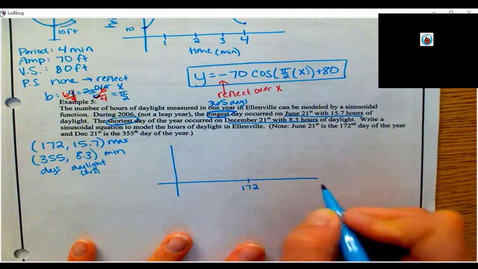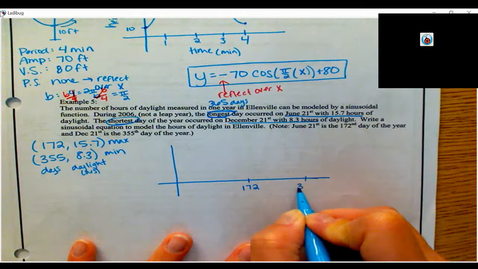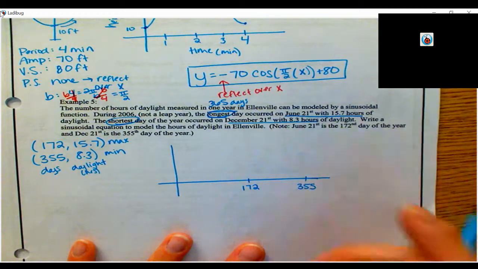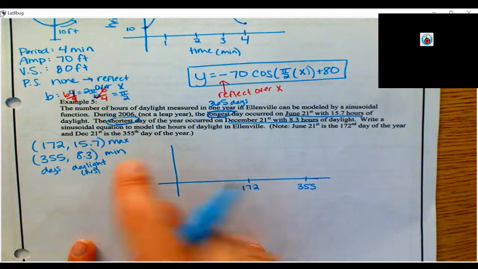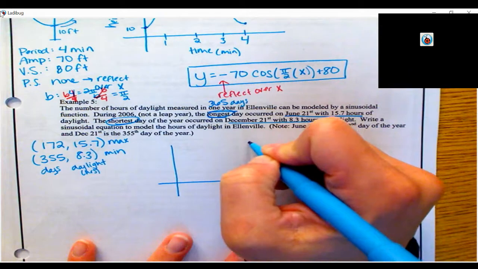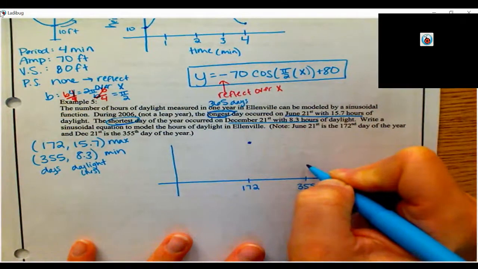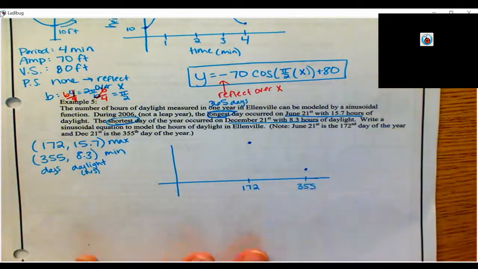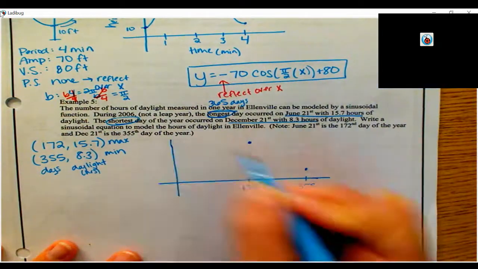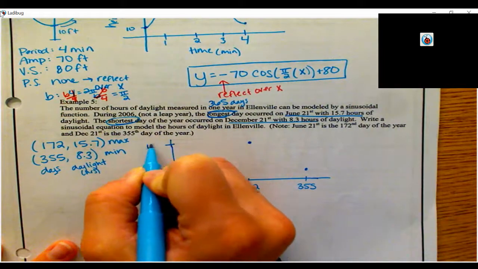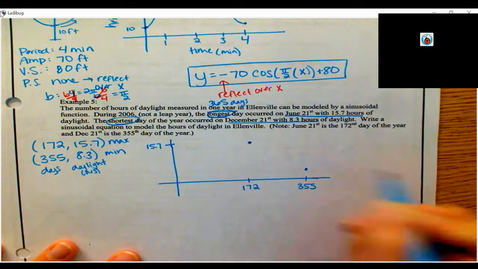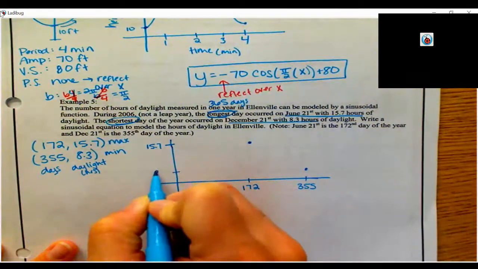And from 172 to 355, I know I have a max and a min. So my maximum is up here. My minimum is somewhere here. I don't know where. And at 172, I know this is 15.7 hours of daylight, and at 355, I know this is 8.3.